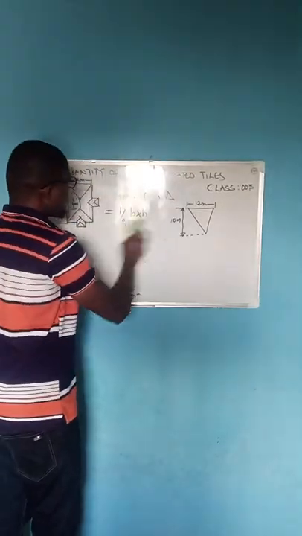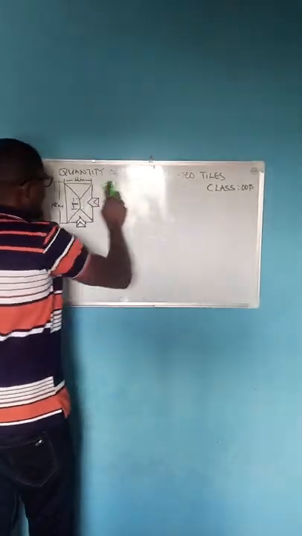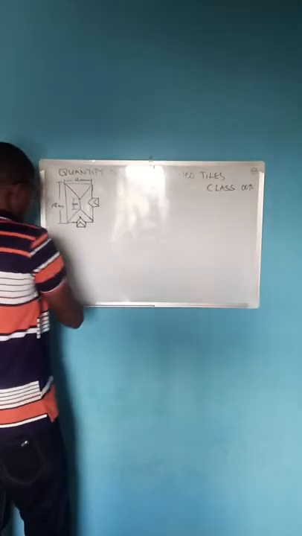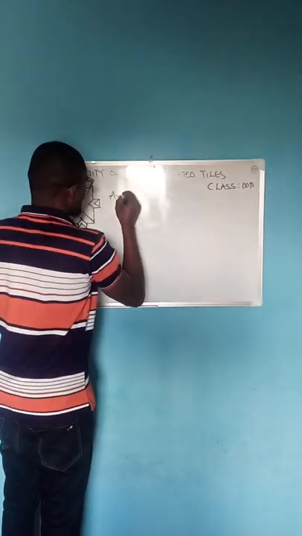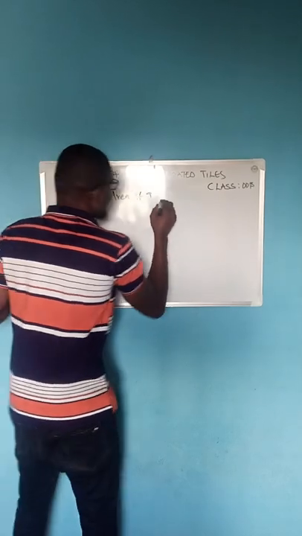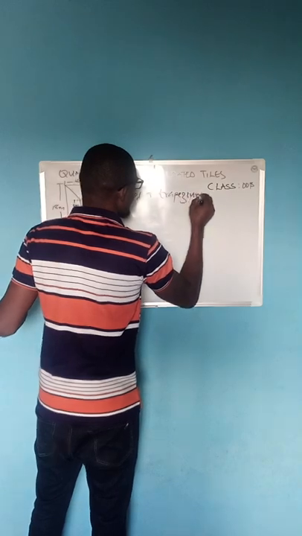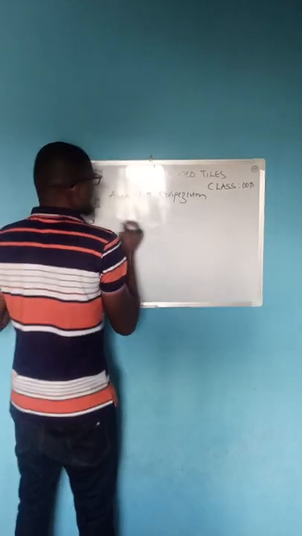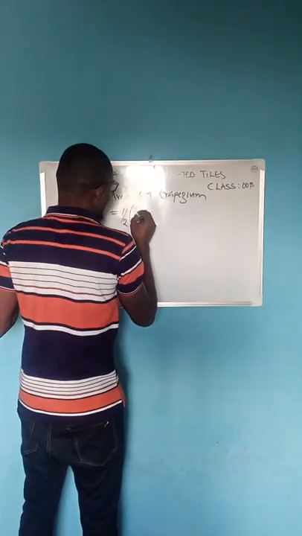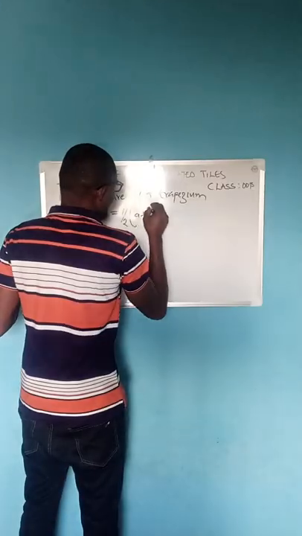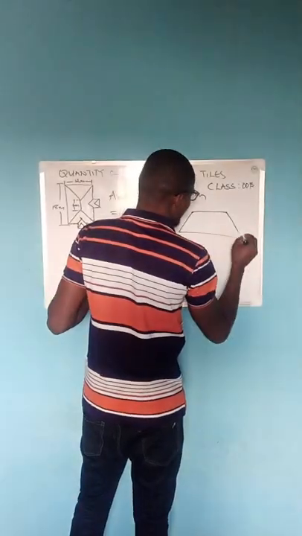So let's check for the trapezium. Now we know that in getting the trapezium, you have to know the area of a trapezium. Area of a trapezium is equal to half the sum of parallel sides times perpendicular height. Then let's bring that trapezium here. This trapezium.